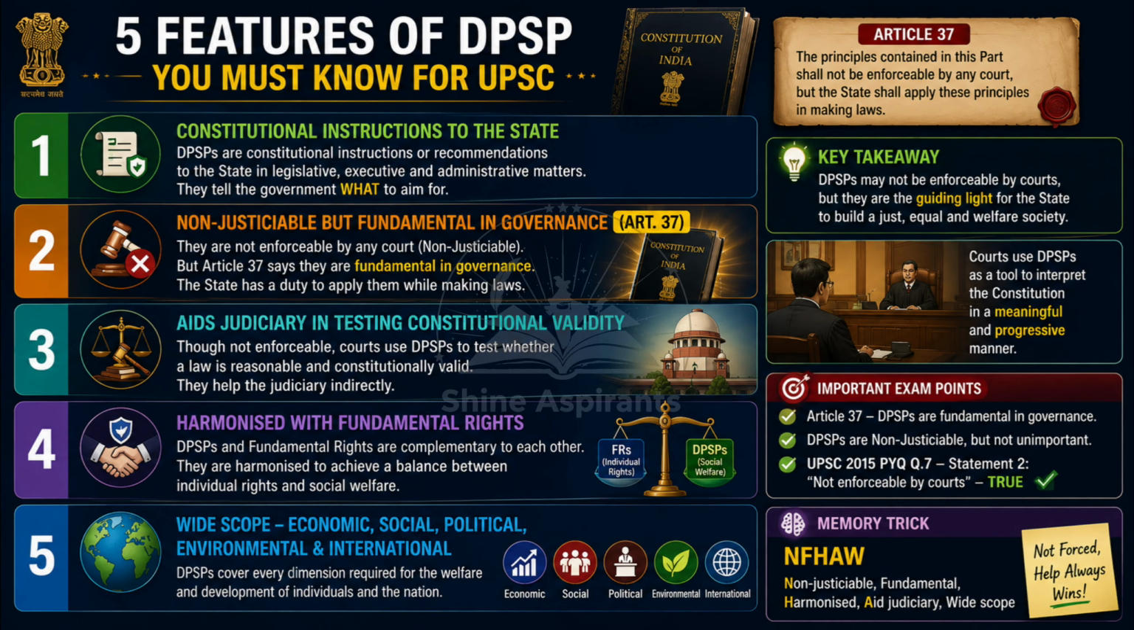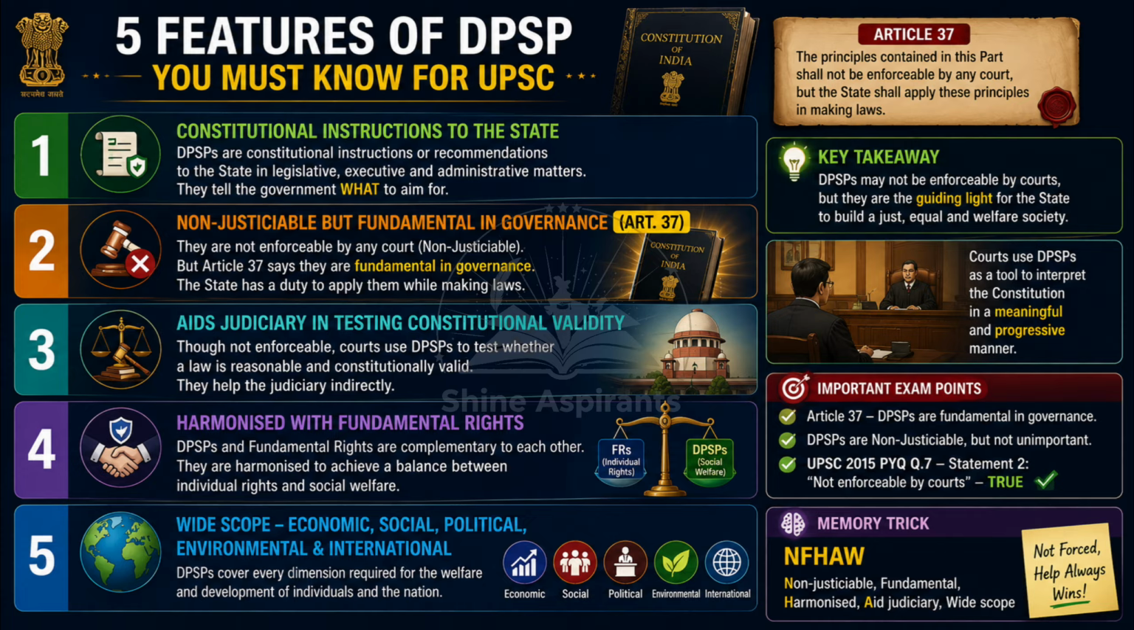Key features of DPSP. Let's now lock down the features of DPSPs. These are directly asked in prelims. Feature 1, DPSPs are constitutional instructions or recommendations to the state in legislative, executive, and administrative matters. They tell the government what to aim for. Feature 2, this is the big one. DPSPs are non-justiciable. That means no court can force the government to implement them. If the government ignores a DPSP, you cannot go to the Supreme Court and say enforce this.